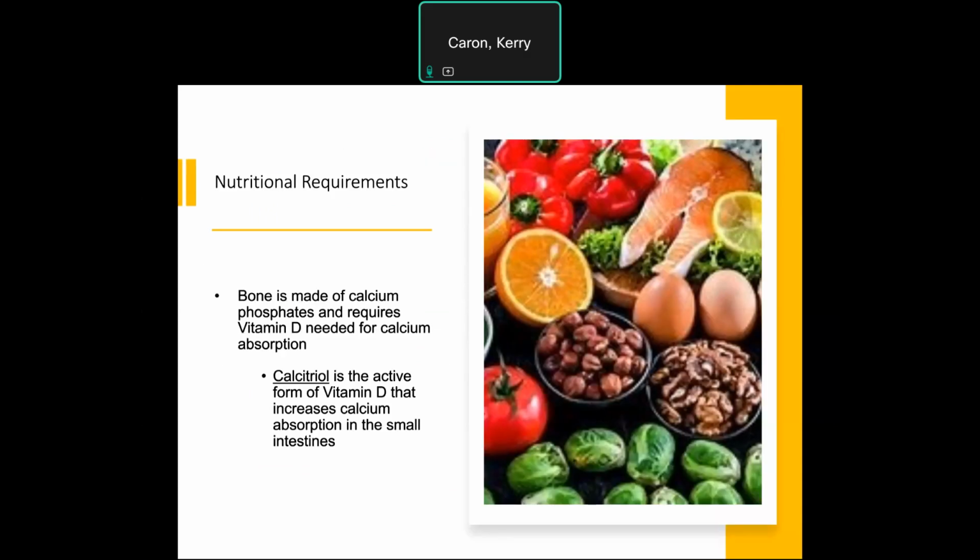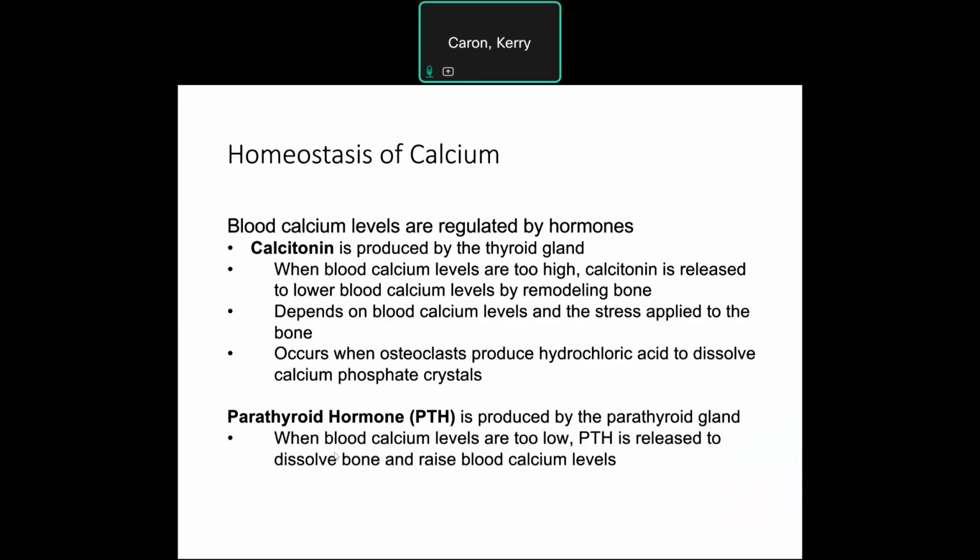Some nutritional requirements for bone development. We need vitamin D for calcium absorption, and that vitamin D is called calcitriol in the active form, and that needs to be in that form to be absorbed in the small intestines. Okay.